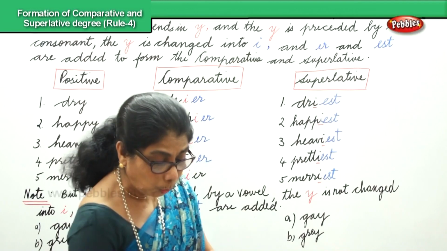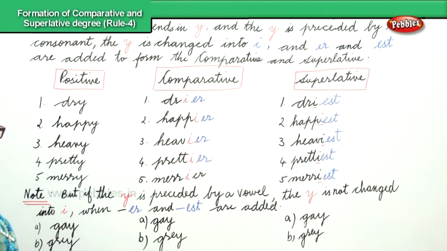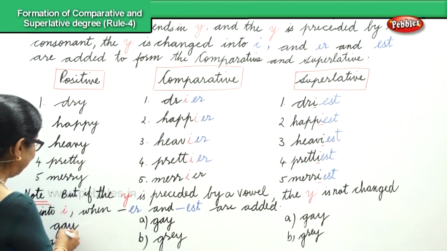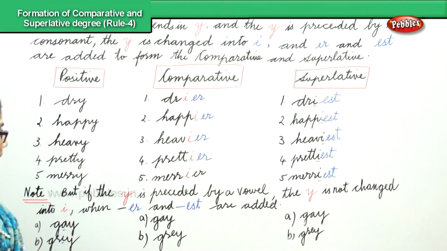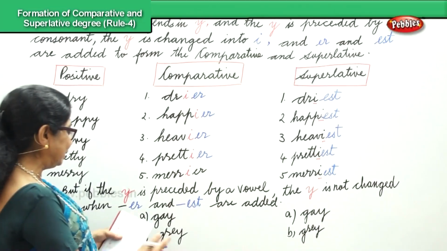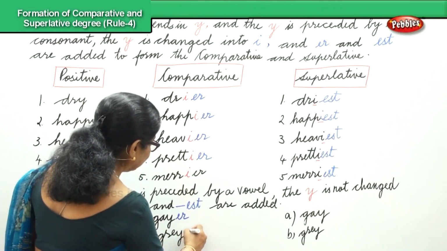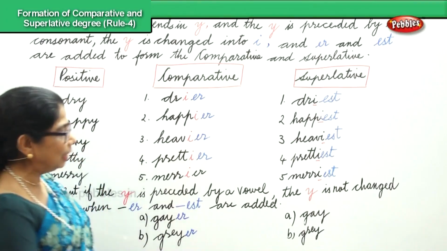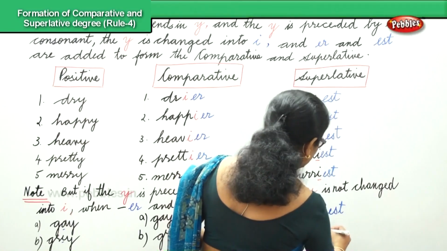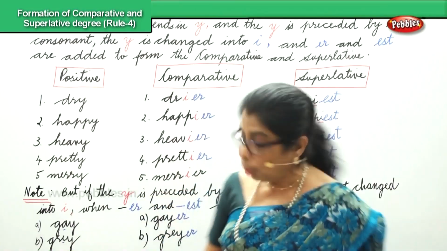Let's see how we change it. Now, we said we are not making any change. Y is not changed to I. Here, the Y is preceded by a vowel A. We have A and E here. Then what happens? The Y doesn't change, but you add ER and EST. So you will say gayer, grayer. No change is made. And then you will say gayest, greyest. That's all. This is the exception to the rule we learned here.